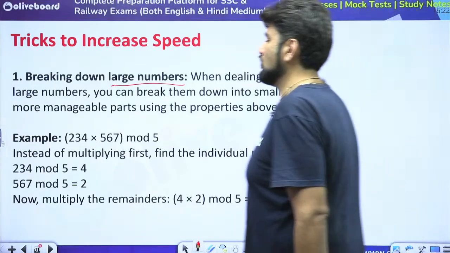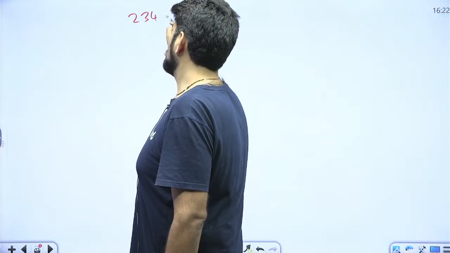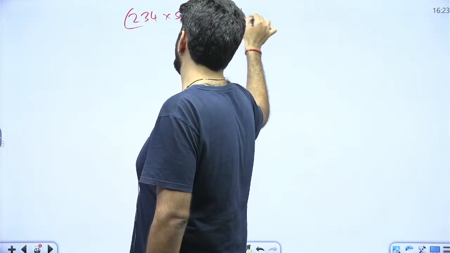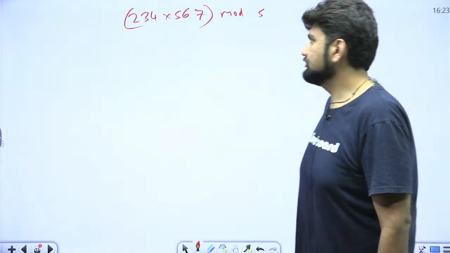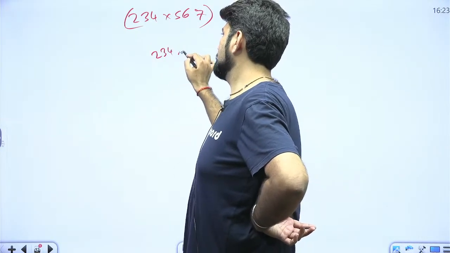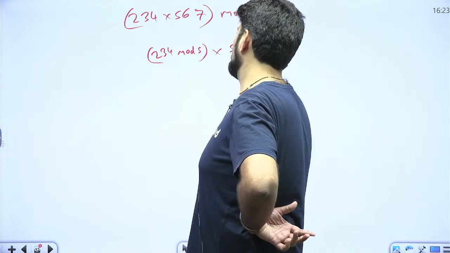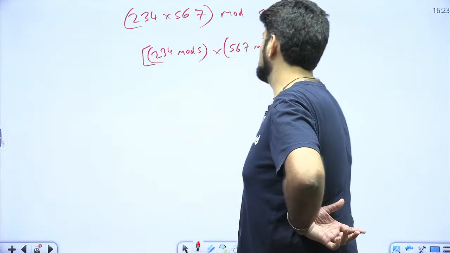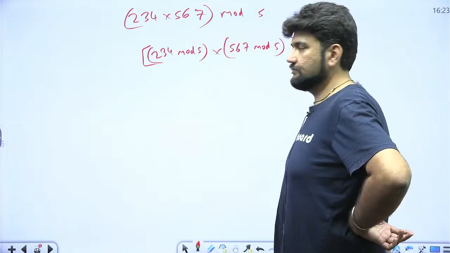234 into 567 mod 5. Let's try this now. Now you tell me, if you're sitting in an exam, are you going to multiply this? Isn't it time wasting? So what are you going to do? You're going to do this as 234 mod 5 into 567 mod 5. And if at all it is required that this is greater than 5, I will still write a mod 5 outside it. Keep taking remainders with 5.